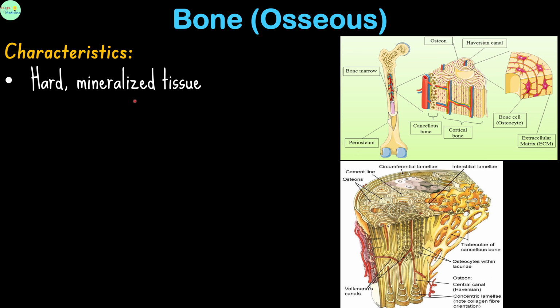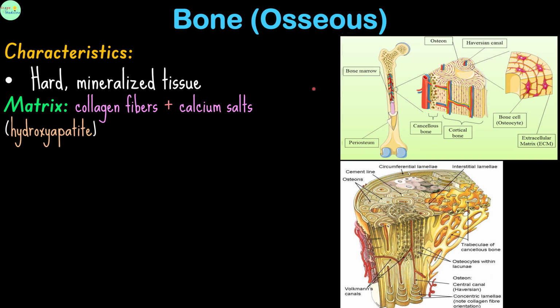Bone is a hard, dense, and mineralized connective tissue that provides structural support for the entire body, protects vital organs such as the brain within the cranial vault, the heart and lungs within the thoracic cage, and the pelvic viscera within the pelvic girdle, serves as a reservoir for calcium and phosphate ions, which are essential for numerous physiological processes, and houses the bone marrow where hematopoiesis, the production of all blood cells, occurs throughout life.